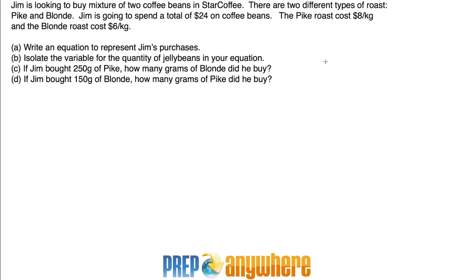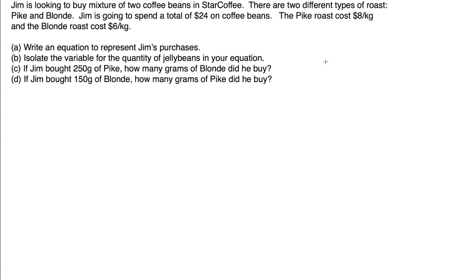Here's a word problem where we have to use money compared to a certain amount that we purchase. Okay, so let me read the problem. It says that Jim is looking to buy a mixture of 2 coffee beans in Star Coffee. There are 2 different types of roast, Pike and Blonde. Okay, so that's the name of the 2 different roasts of coffee.